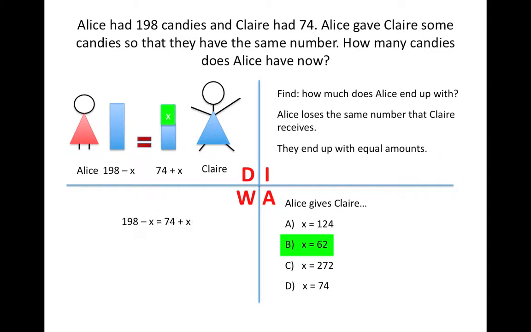First, get the x's together by adding x to both sides. Then subtract 74 from both sides, and finally divide by 2. Have we answered the question yet? Did it ask how many does Alice give Claire? Nope. It asked how many does Alice end up with? What do you think is the final answer to the problem?